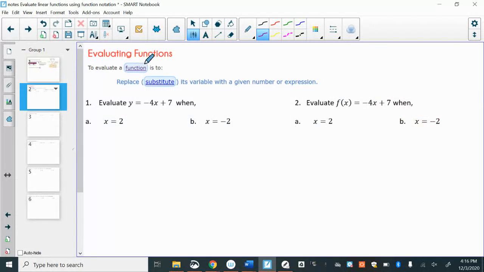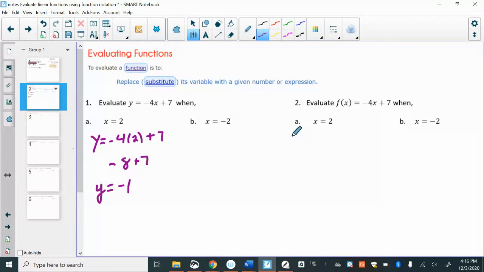So when we want to evaluate a function, we just want to substitute its variable with the given number. So we're going to do the same thing. I'm going to show it's exactly the same as using y as if we use function notation. So if we did it with y, we would say y is equal to minus 4 times 2 plus 7. We get minus 8 plus 7. Then you would tell me y is equal to negative 1.